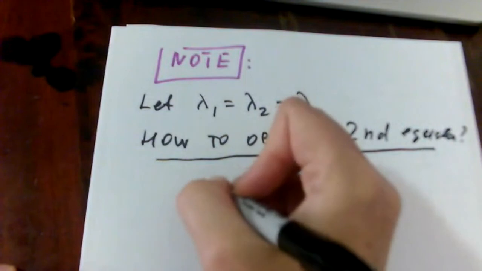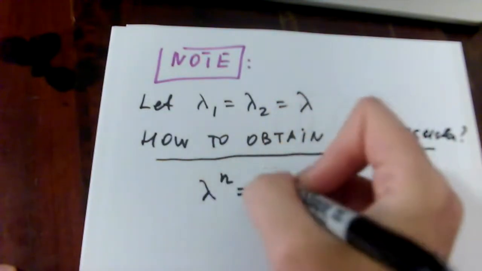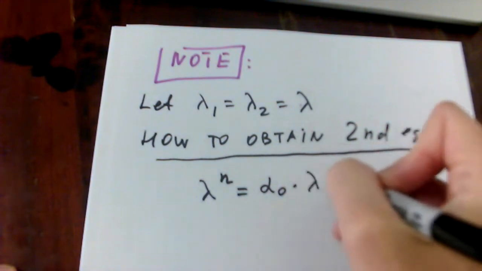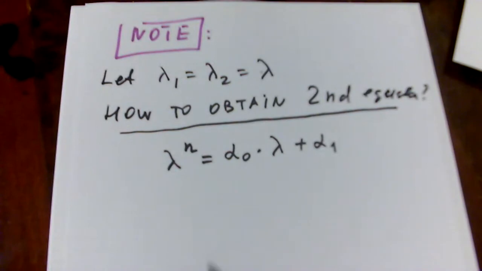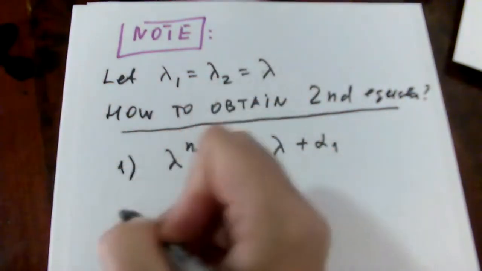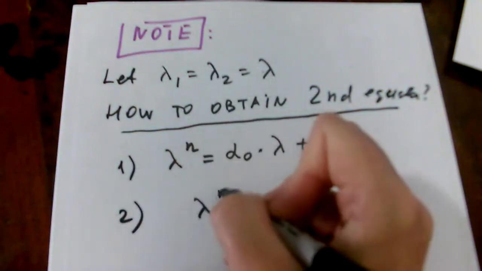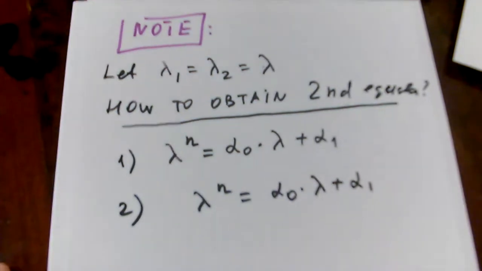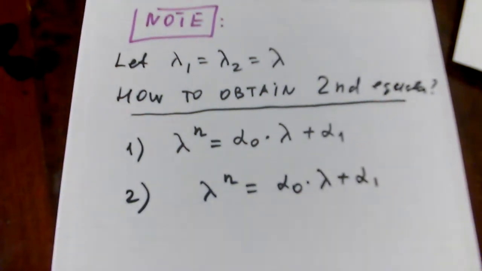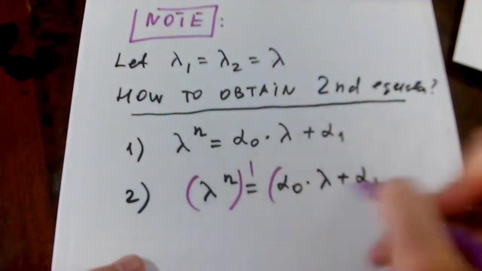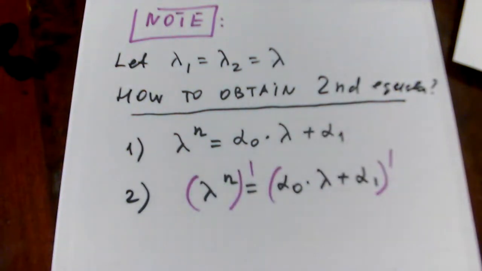Okay, let's write down the first equation first: lambda to the power of n equals alpha 0 times lambda plus alpha 1. So this is the first equation. And how to get the second equation? I'm rewriting this one again. The answer is that you can take the derivative of this equation on both sides with respect to lambda. Lambda is unknown here. So this is the answer.